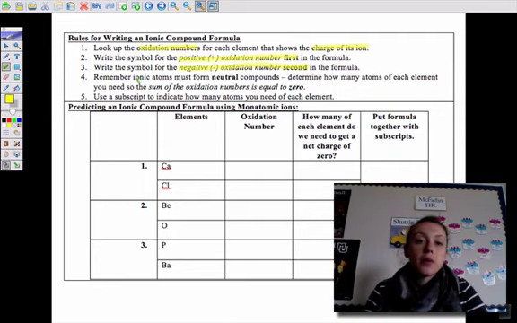So this is where there's some math involved. We have to remember that ionic compounds are neutral. So we have to determine how many atoms of each element we need. The sum of the oxidation numbers is equal to 0. And when we find that out, we're going to use a subscript.